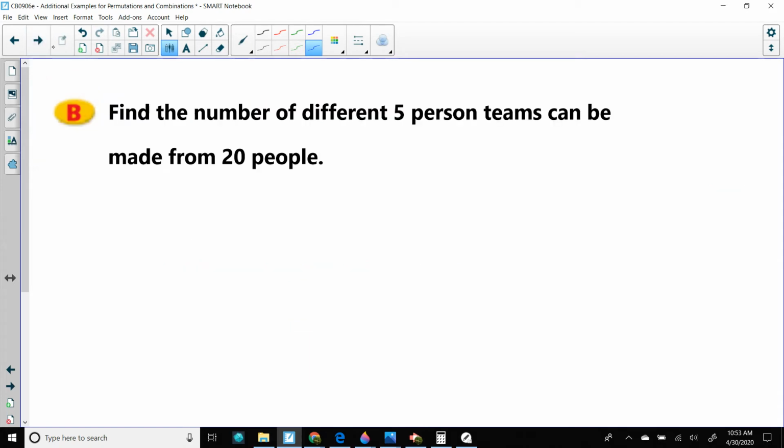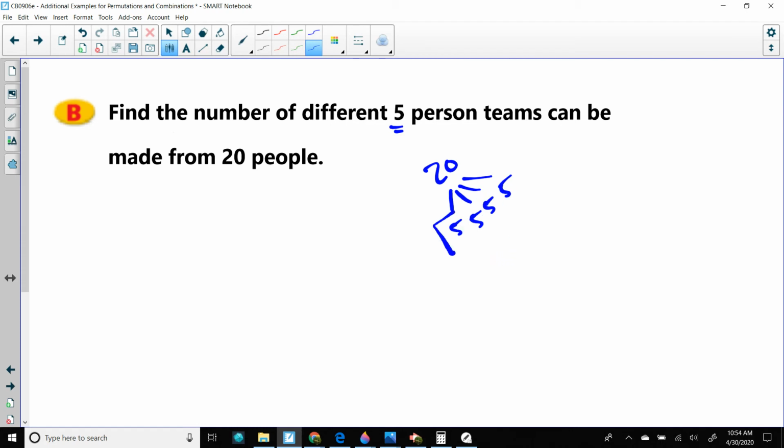And go. The next one is find the number of different 5-person teams that can be made from 20 people. Let's say I have 20 wrestlers in the room, and I want to break them up for a workout. So there's 5 in this group, 5 in that group, 5 in that group, 5 in that group. But I want to know the number of different ways that I can put those kids in those 5 groups.